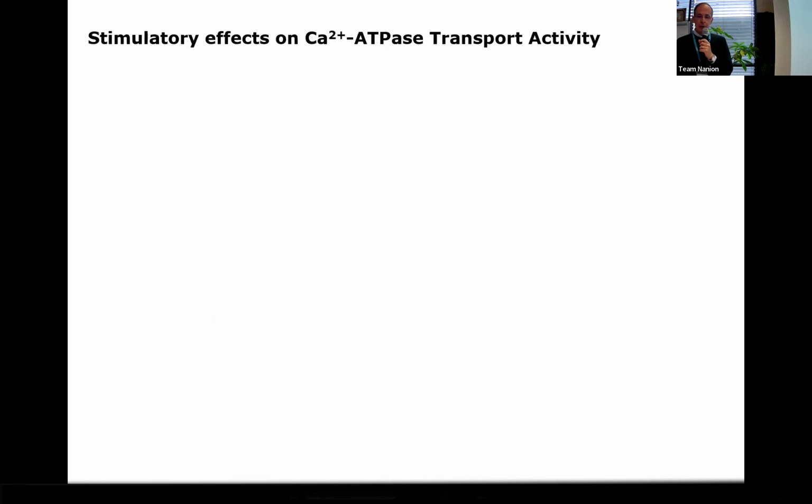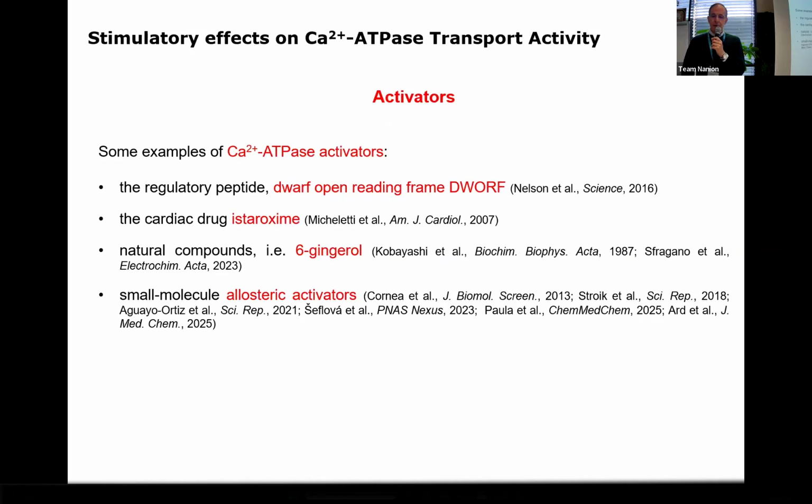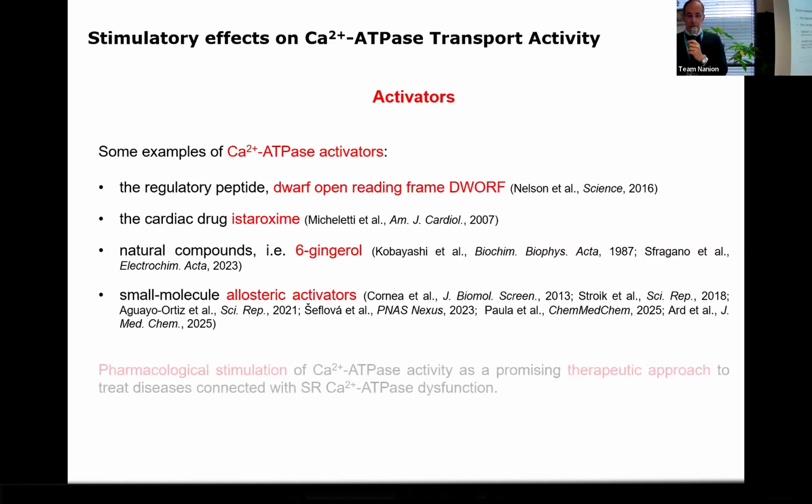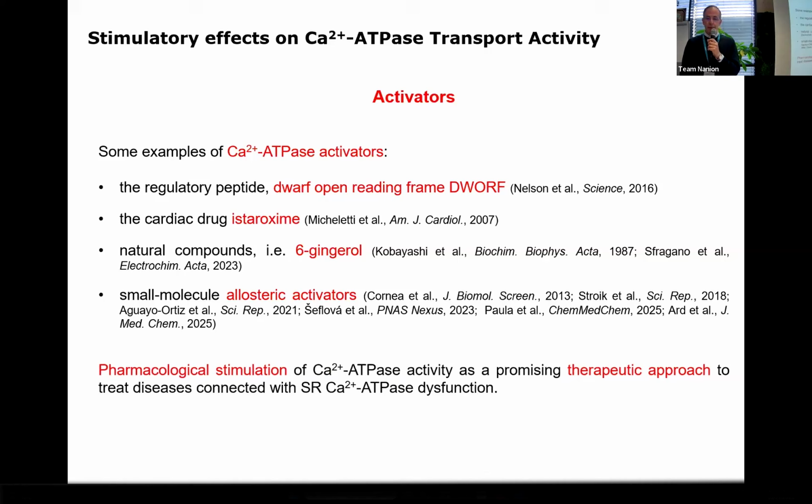More recently, we investigated the interaction of SERCA with compounds that are able to stimulate the transport activity of the enzyme. A few SERCA activators are known. For example, the regulatory peptide DWORF, the cardiac drug istaroxime, some natural compounds, including, for example, gingerol, and also a few small molecule activators. It has been proposed that pharmacological stimulation of the sarcoplasmic ATPase activity may represent a promising therapeutic strategy to treat diseases associated with SERCA dysfunction.